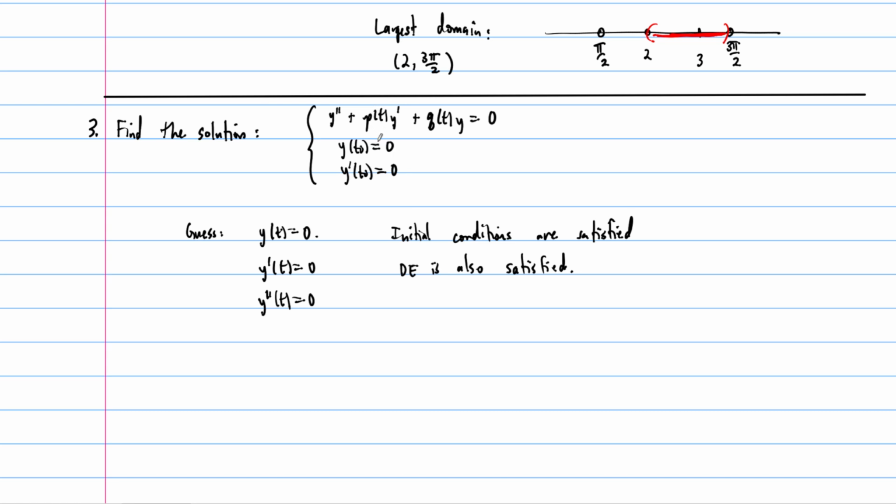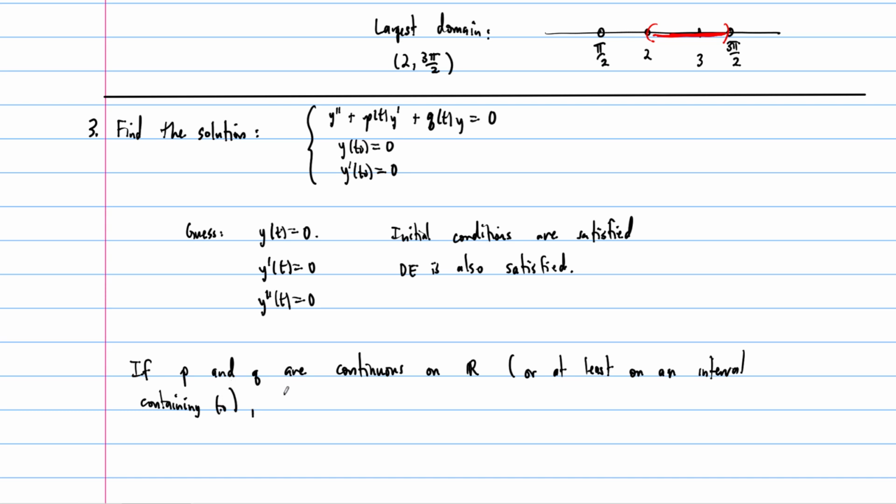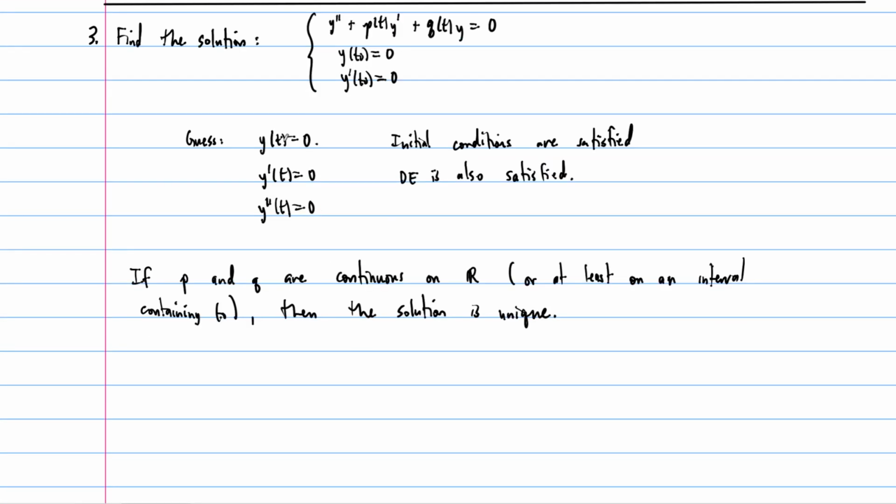Now, I should have said this: as long as these coefficient functions, p and q, are continuous on R, so on the entire real line, or at least on an interval containing t naught, the initial t value, then the solution must be unique. So the solution is unique. Now, if the solution is unique and we know that y equals 0 is a solution, then guess what? Then y equals 0 is the unique solution, the only solution of this differential equation.